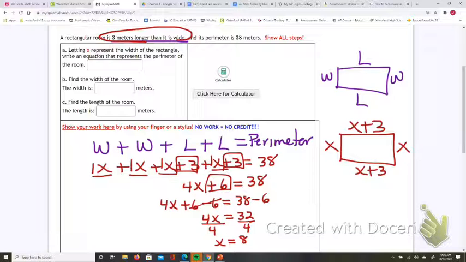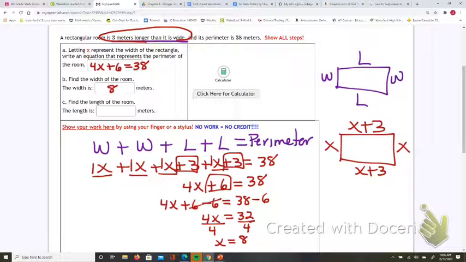So now I come up here, and I'm ready to type in my equation. So my equation was 4x plus 6 equals 38. Now, I figured out that x equals 8, but I need to know which one x is. So I go look at my work, and I notice that x is the W. X is the width. So the width is 8.